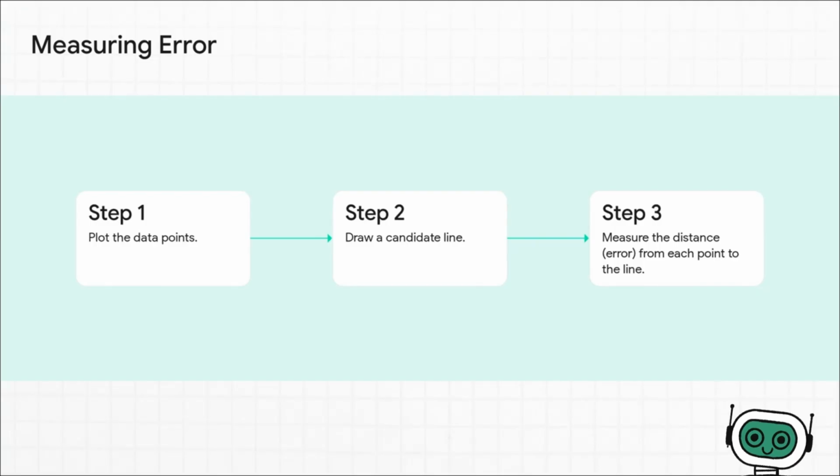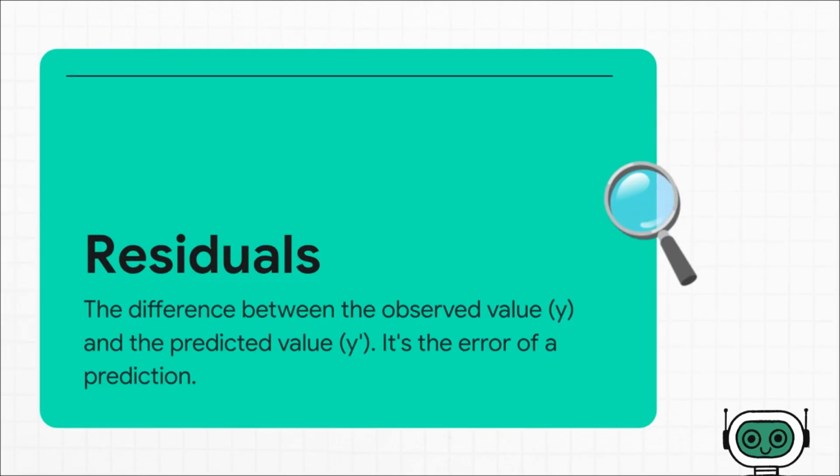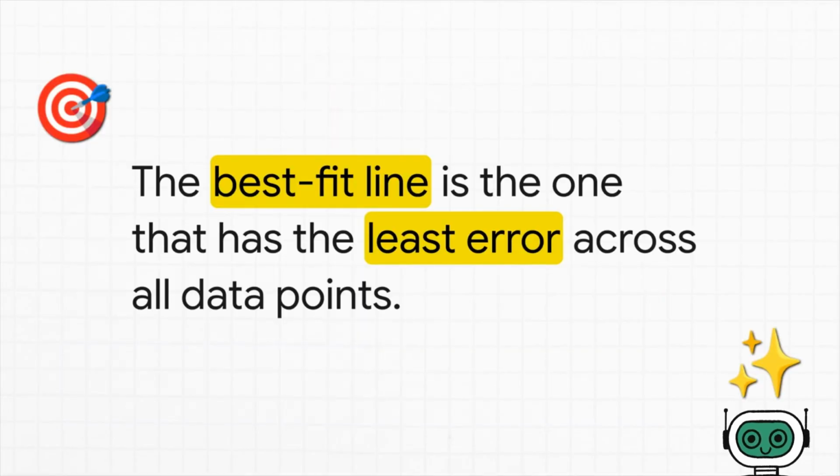The process is actually really intuitive. Just imagine we draw a line, any line, through our data. Then, for every single data point we have, we measure the vertical distance from that point down to our line. That distance is our error for that one single prediction. Now, these little errors have a formal name. They're called residuals. A residual is just the gap between the actual value we observed and the value that our line predicted. So, the objective becomes crystal clear. The best fit line is the one that minimizes the total error when you add up the errors from all the data points. We just want the line that is, on average, the closest to everything.